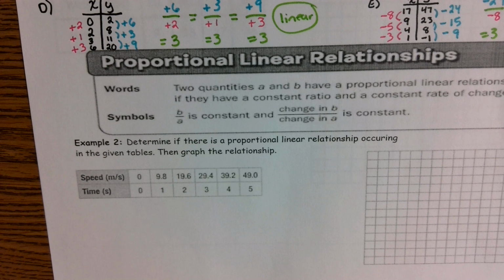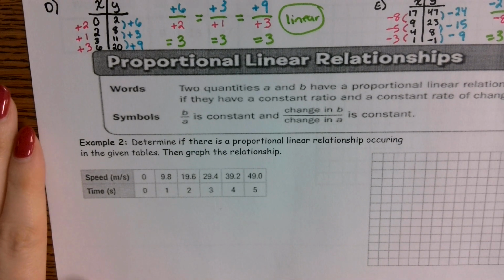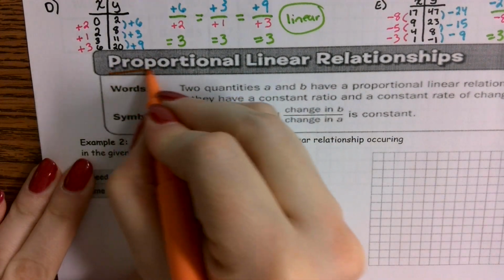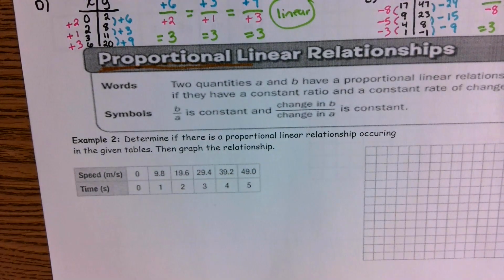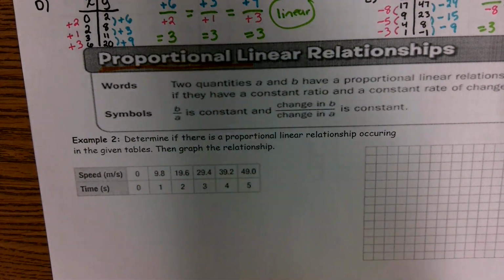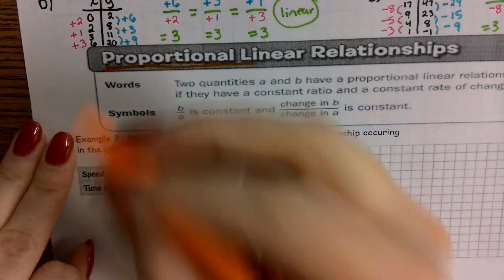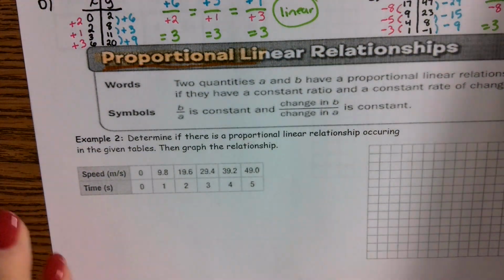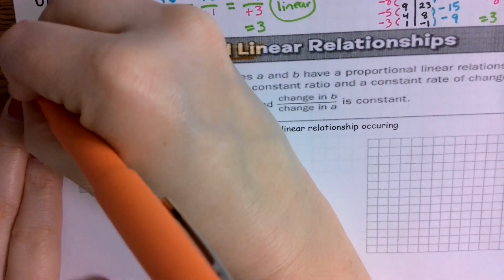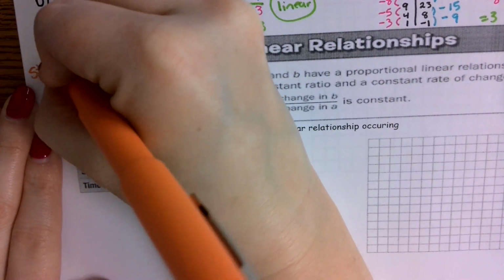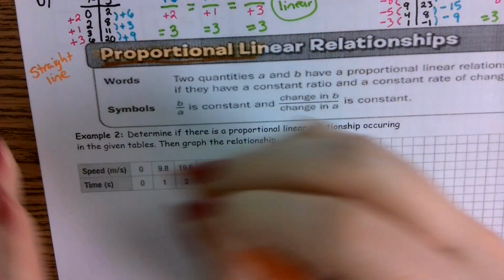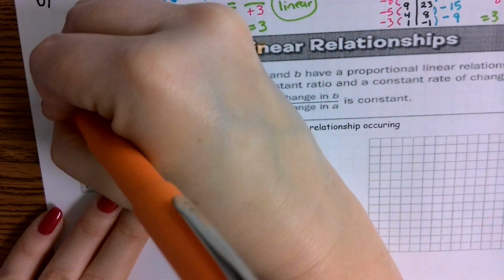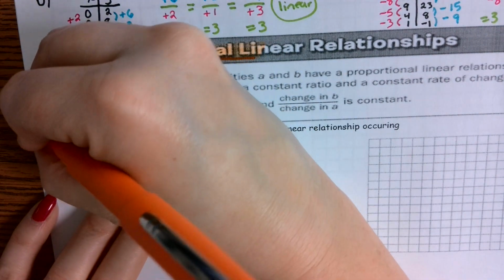What value represents the origin, guys? 0, right? 0, 0. So real quickly, I want you to make sure you identify that when we talk about proportional relationships, in order for it to be proportional, and here I'll highlight that in orange so it's easier to see. In order for it to be a proportional linear relationship, it has to be a straight line, and it must pass through the origin.